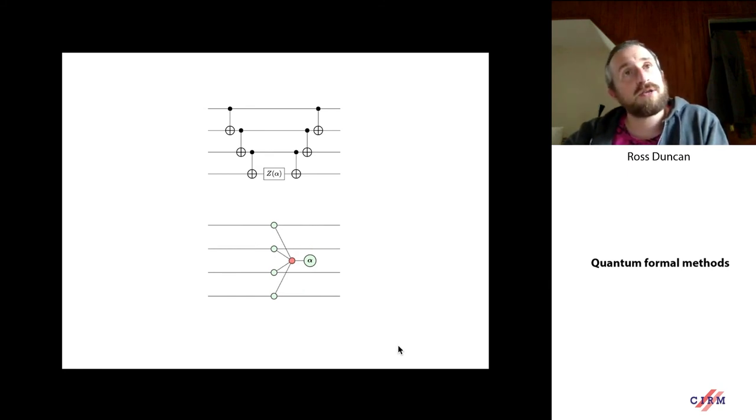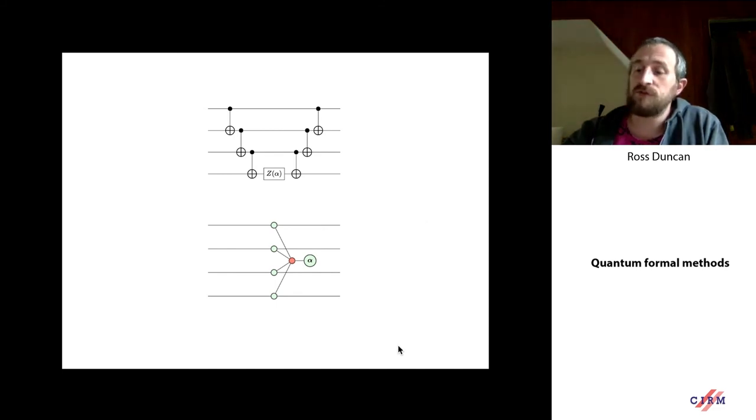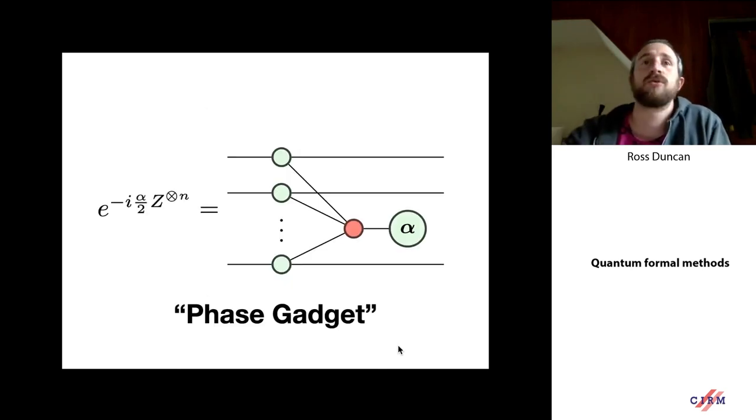And again, you can just read from the diagram, which is not obvious in the circuit presentation, that that is a symmetric operation in its inputs. It's just a very useful property to be able to appeal to. In fact, you can just calculate that these kind of things are those operators. So it's an exponentiated Pauli Z with a phase of alpha. Sorry, phase of alpha on 2. And these things are so useful, we call them phase gadgets.